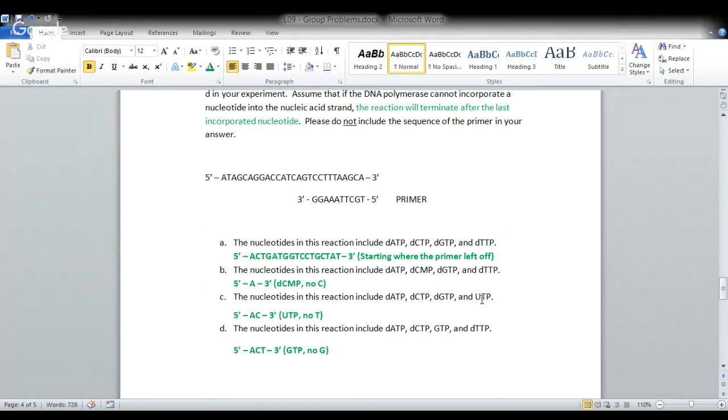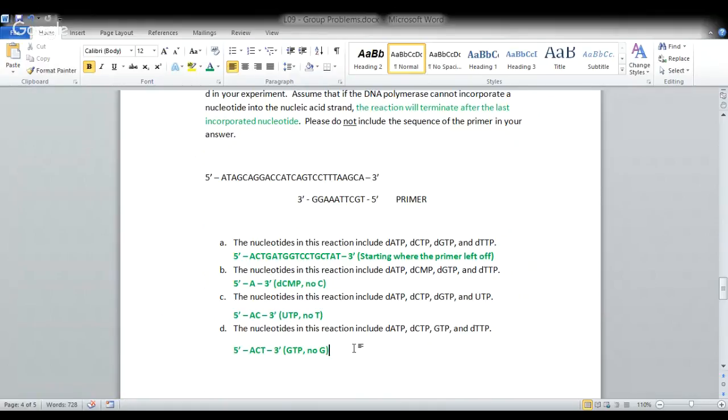In C, we know the different one is this one. We just have UTP, which means there's going to be no T or thymine. Once again, we start where the primer left off, and we're going to have A, C, and then we need our thymine right here to complement the adenine. Since we don't have that, our answer is 5' AC 3'.